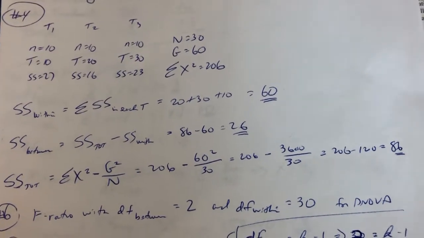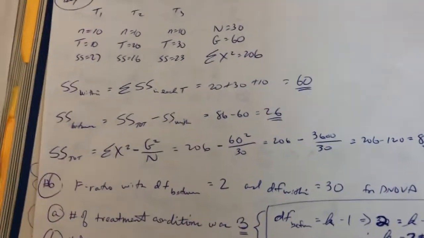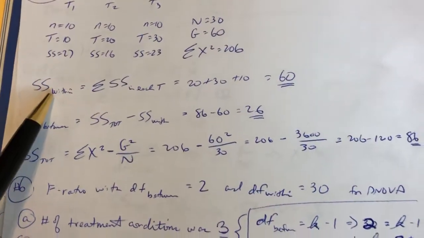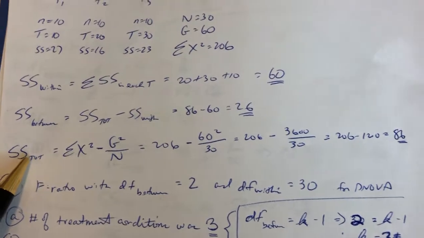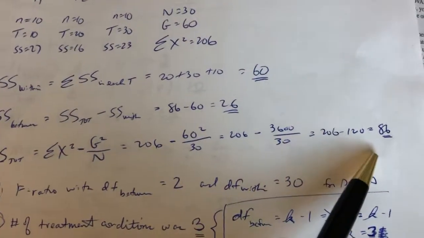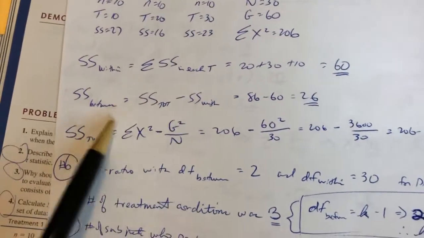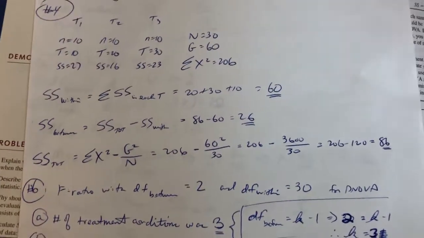So in order, I did sum of squares within, which is the first one. Then I calculated sum of squares total, and from that I got 86, and then I was able to do sum of squares between. But that's the way you would do it.